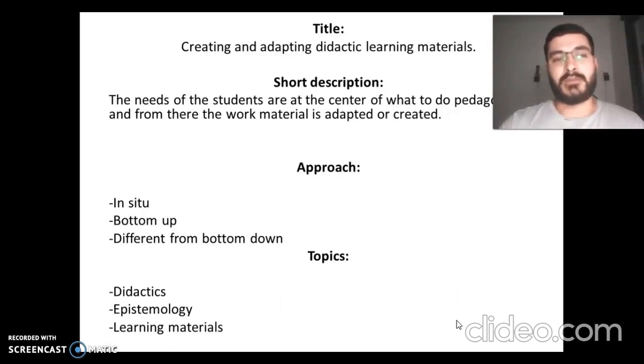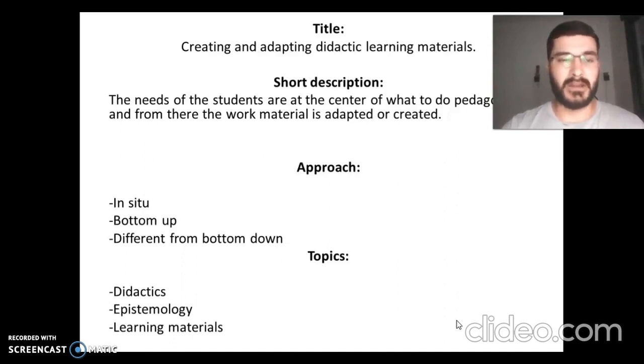And for that, I will propose two very important approaches. Number one is in situ, which is a type of approach to create and adapt materials, but in a local way, which means let's suppose that I'm having a class in Colombia, in a Colombian classroom. So I will use strategies and didactics adapted and specialized for this specific context, not theories coming from other countries like, I don't know, England or United States.